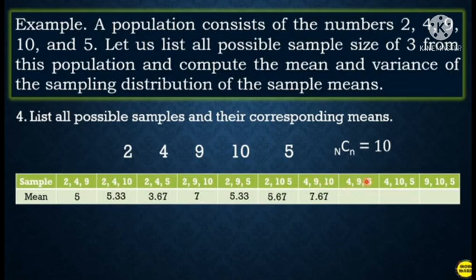4 plus 9 plus 5, divide 3, the answer is 6. And 4 plus 10 plus 5, divide 3, that is 6.33. And 9 plus 10 plus 5, divide 3, the answer is 8. So, ito yung 10 possible samples with their corresponding means.